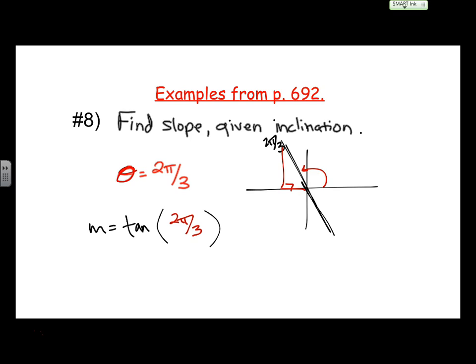Uh-oh. 2 pi over 3. It's in the second quadrant, which means tangent is negative. Wait, shouldn't we know the slope is negative anyway? Downhill, it's going to be a negative slope. But pause. 2 pi over 3, is that a square root of 3 over 3? Is that a 30 degree? 145. Square root of 3. It's a 60 degrees, so it's just going to be the square root of 3 one.